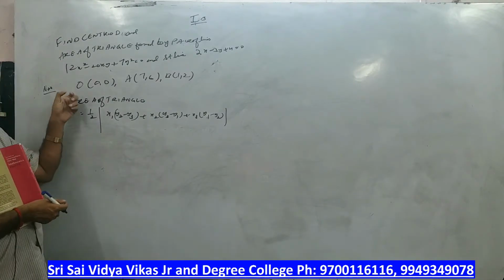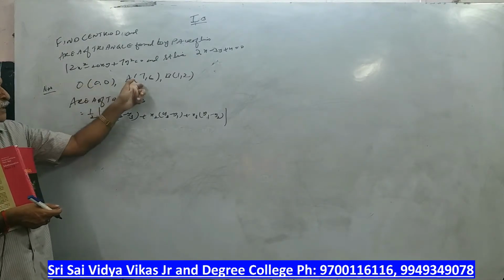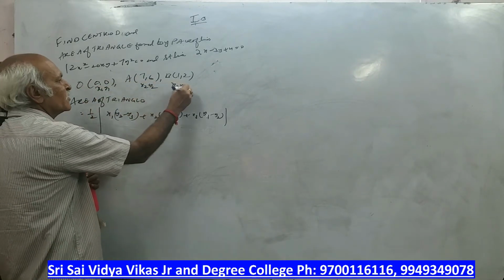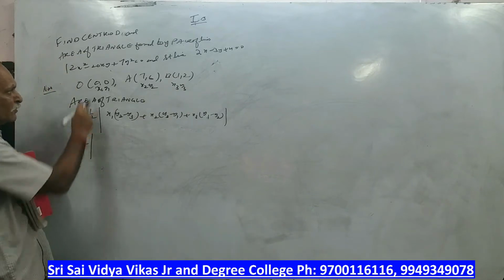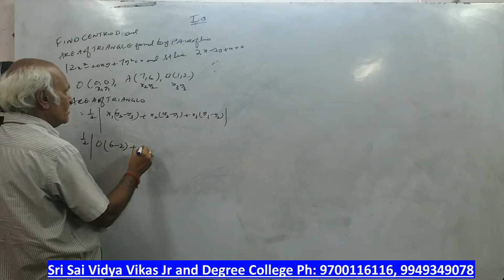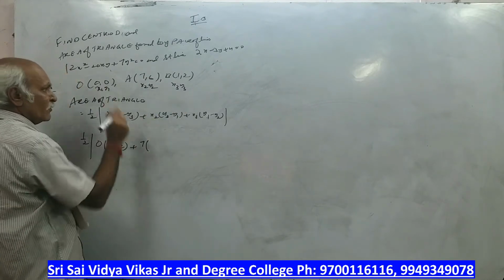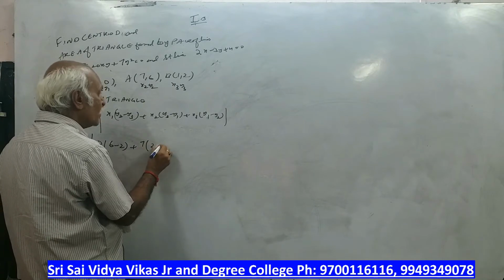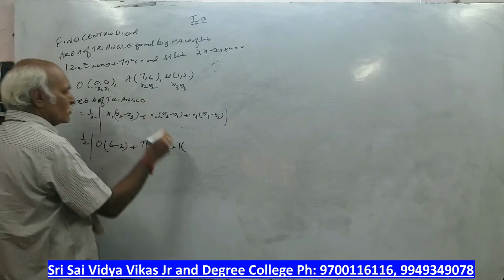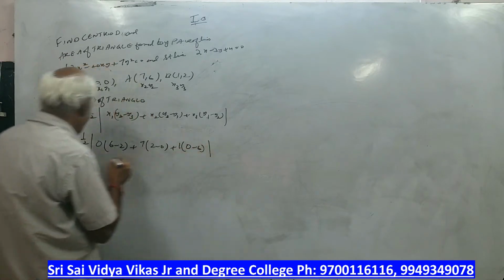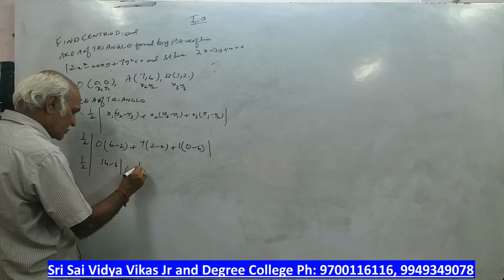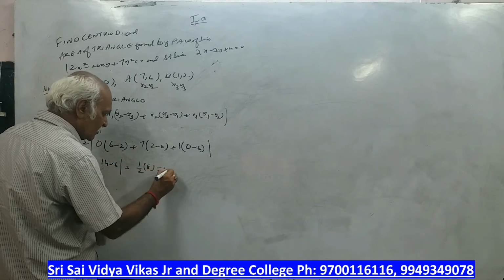Now we have to find the area of the triangle with O 0 comma 0, A, and B. So this is x1 y1, x2 y2, x3 y3. So 1 by 2, x1 is 0, times (y2 minus y3) which is 6 minus 2, plus x2 which is 7, times (y3 minus y1) which is 2 minus 0, plus x3 which is 1, times (y1 minus y2) which is 0 minus 6, modulus. So 1 by 2, this is 0, 14 minus 6. So how much does it become? 8, which is 4 square units.